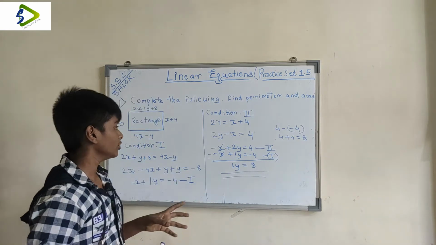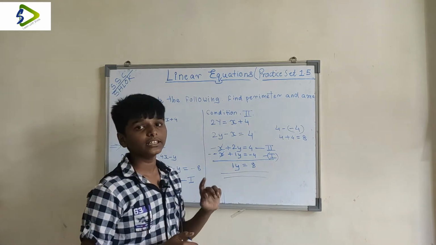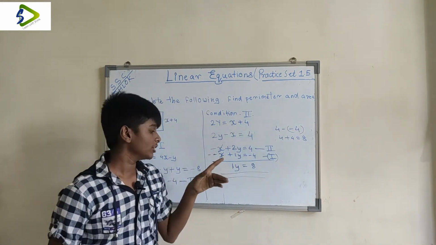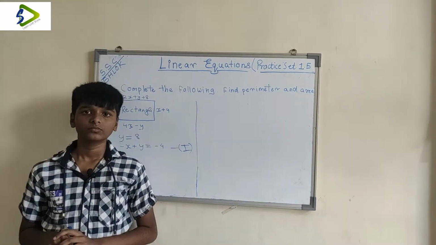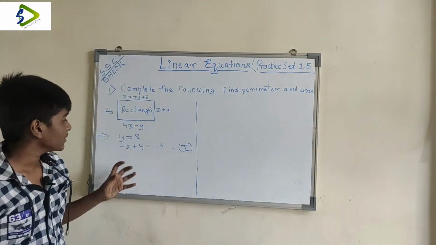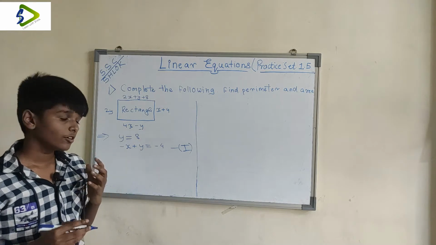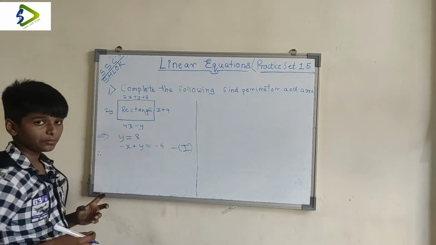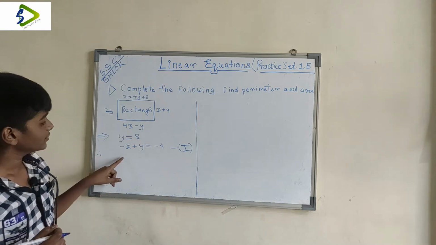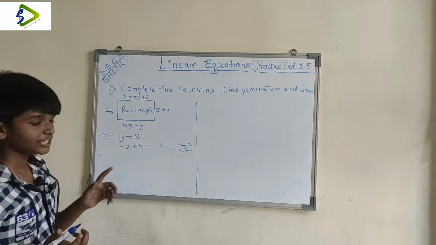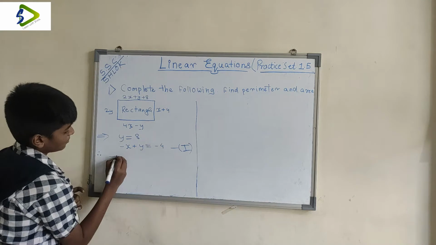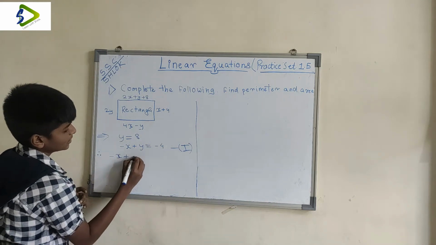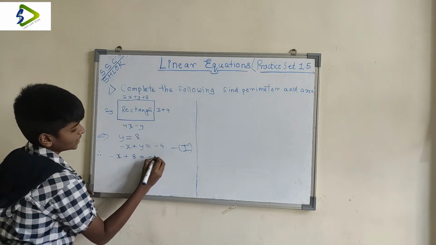And now we haven't solved the problem, we must find the value of x and then the perimeter and the area. So let's find the value of x. Now that we have found the value of y, we must find the value of x. So I am taking equation 1 this time. You can take any equation you want. So equation 1 was minus x plus y, but instead of writing y, we write minus x plus 8 is equal to minus 4.